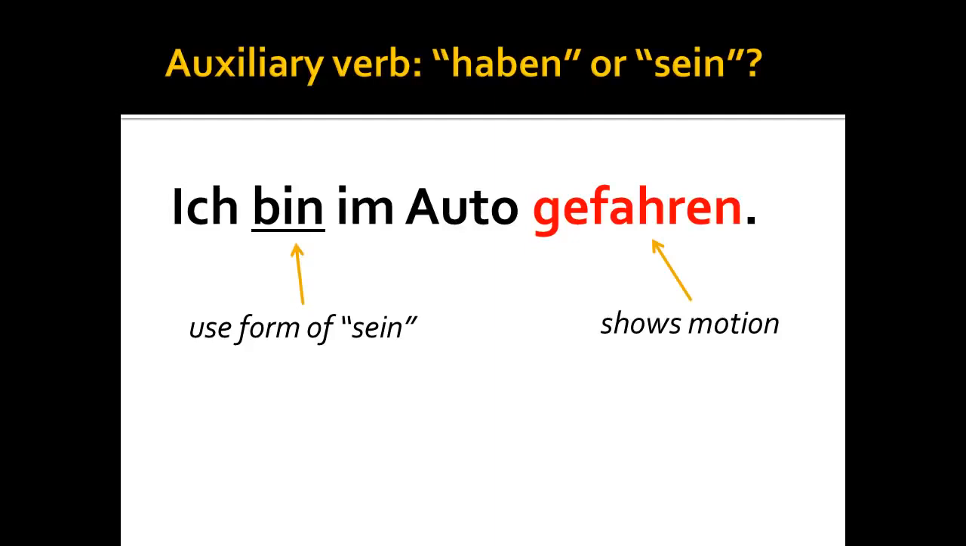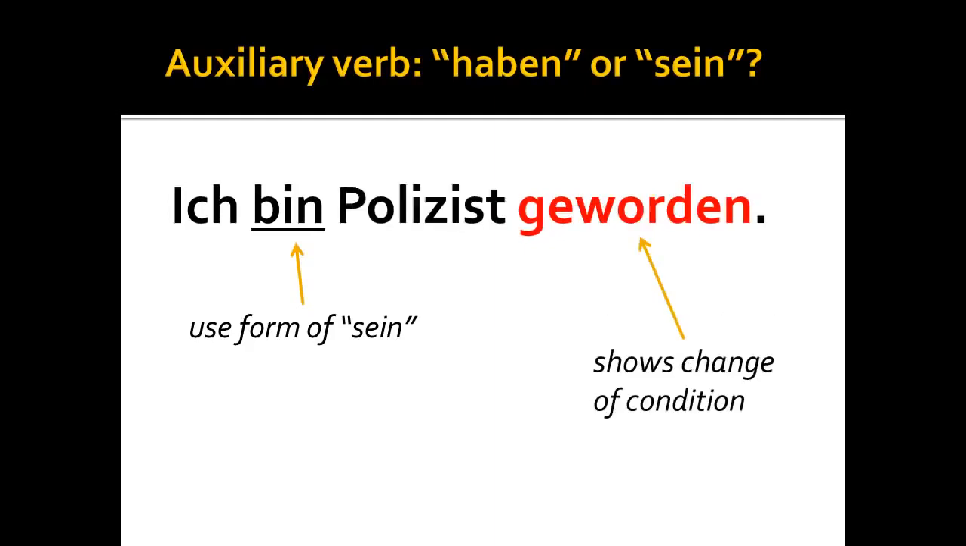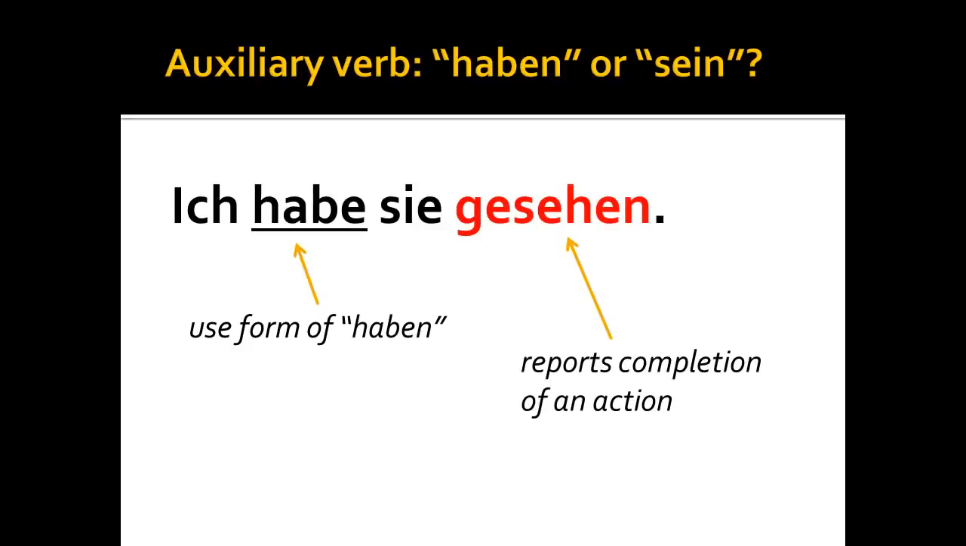Ich bin. Now, another rule of thumb is if the participle shows a change of condition. Ich bin Polizist geworden. I became a police officer. In one instance, I'm a college professor. Next one, I'm a police officer. The geworden shows a change of condition. The past participle of werden is geworden. I use a form of sein as an auxiliary verb. Ich bin Polizist geworden.